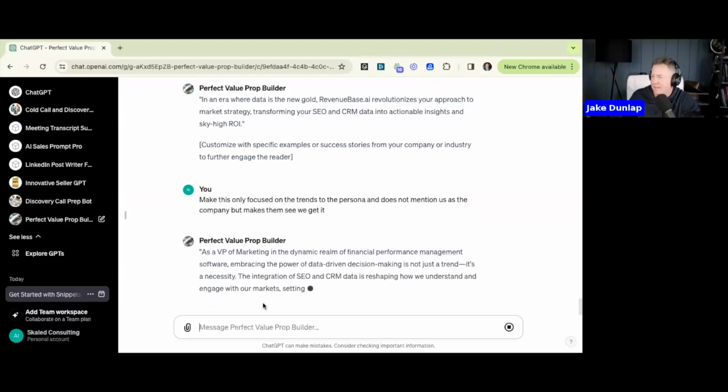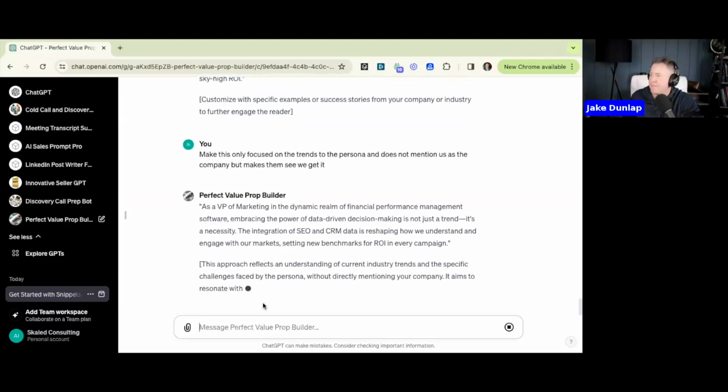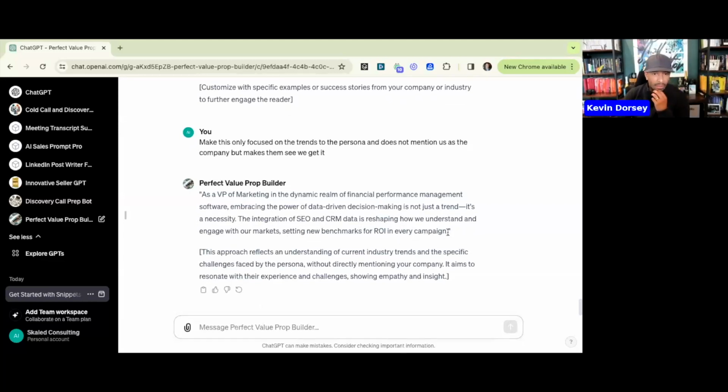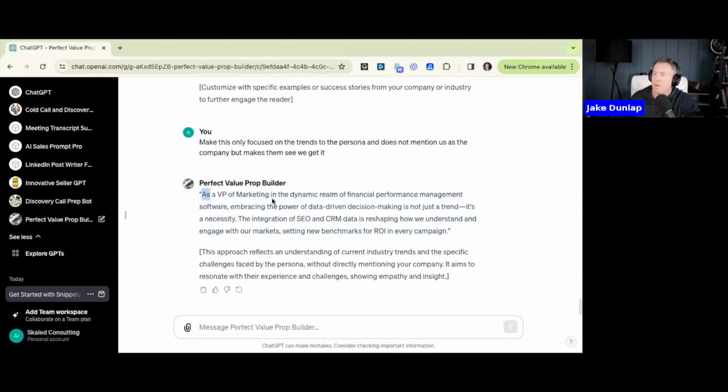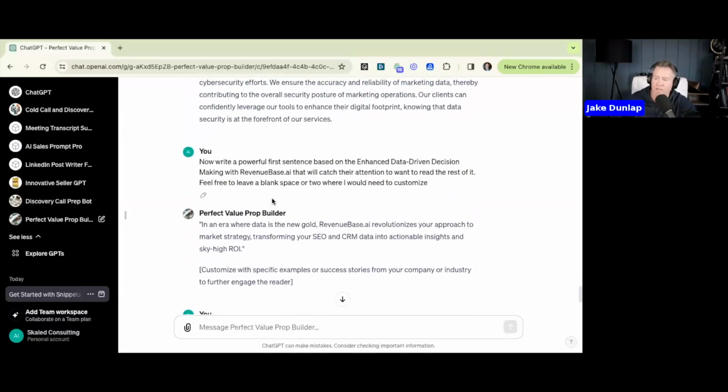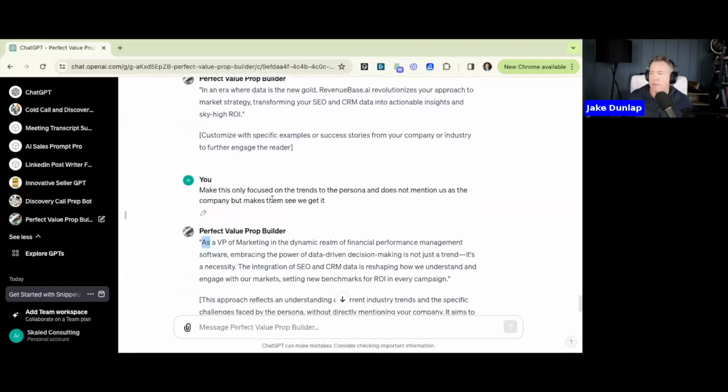So again, this is also illustrating the idea that, what do you call it? It's the prompt, guys. You don't just say, oh well, this thing sucked, this thing can't actually help me write a first sentence. No, just write a better prompt.